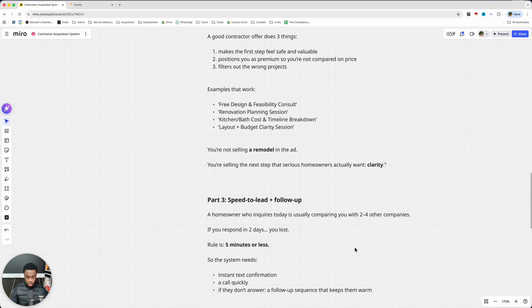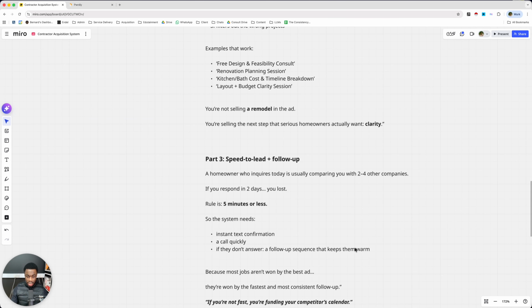Now let's move on to step three, which is the speed to lead plus follow-up. A homeowner who inquires today is usually comparing you with 2 to 4 other companies. So if you respond in 2 days, you've already lost. A good rule is 5 minutes, or 60 minutes realistically, or less. The system you can actually use to get a response out within 5 minutes is an instant text confirmation.